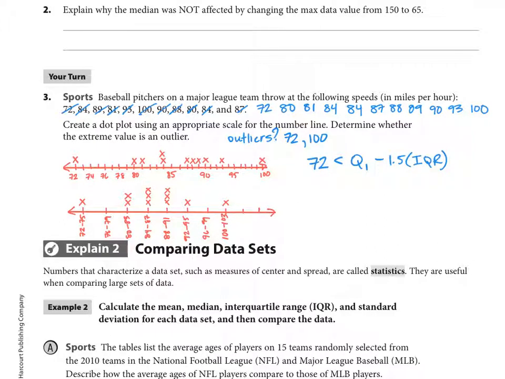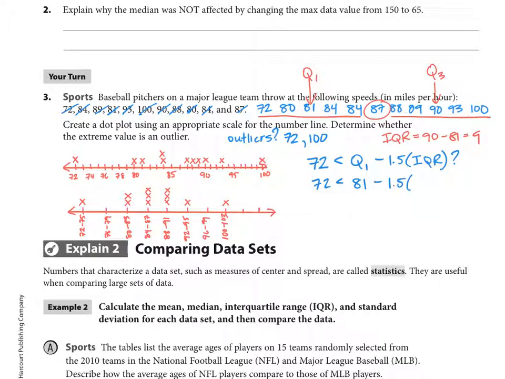I'm going to first figure out what Q1 and Q3 are to help us get the IQR, and then we'll also test 100 as well. So my Q1 is 81, Q3 is 90, and that gives me an IQR of 9. As I continue to go through this formula here, I got 72. I want to know, is that less than 81 minus whatever 1.5 times 9 gives me?